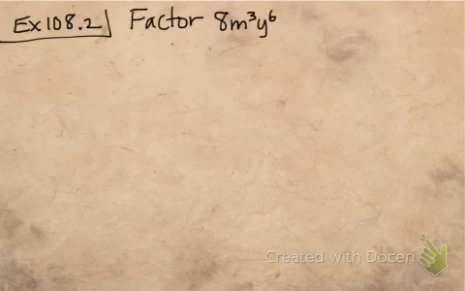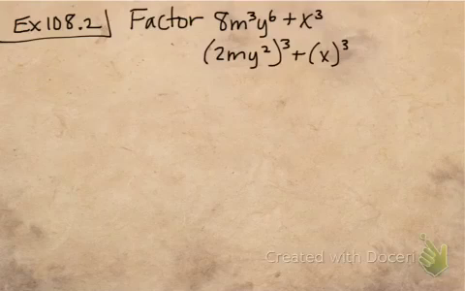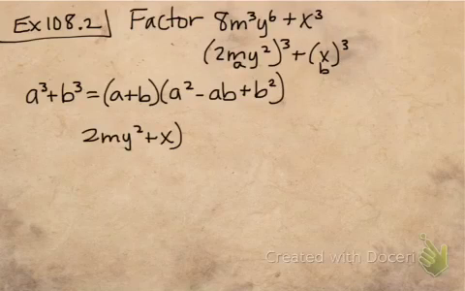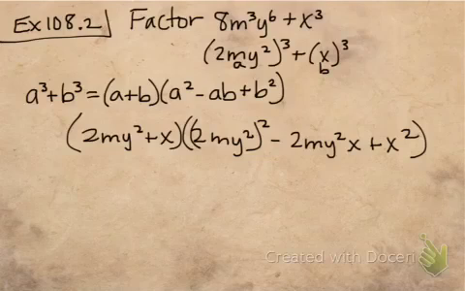Do another example. Factor 8m cubed y to the 6th plus x cubed. So the first thing you need to do is figure out what's being cubed. So it's 2 cubed and m cubed and y squared cubed that are being cubed. And then in the second term, it's x. So using a cubed plus b cubed is equal to a plus b times the quantity a squared minus ab plus b squared. We're letting a be 2my squared and letting b be x. So 2my squared plus x times the quantity 2my squared squared minus 2my squared times x plus x squared.